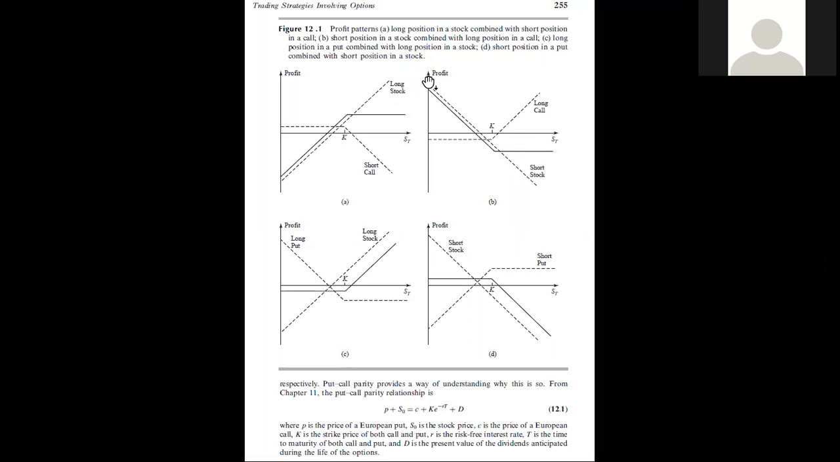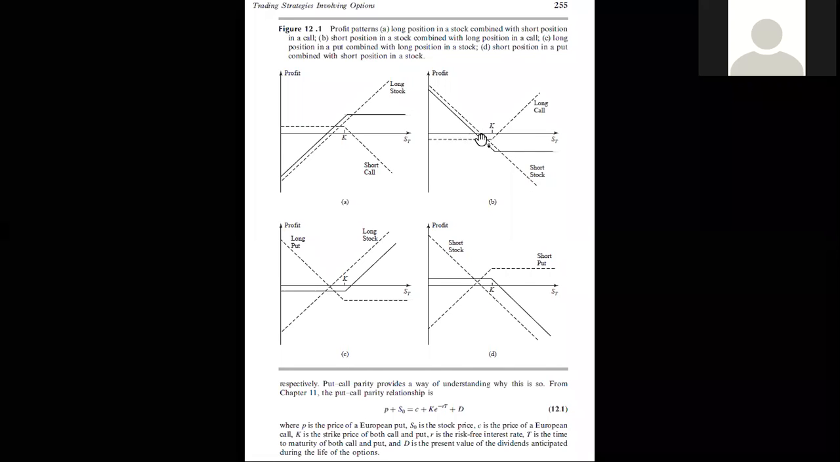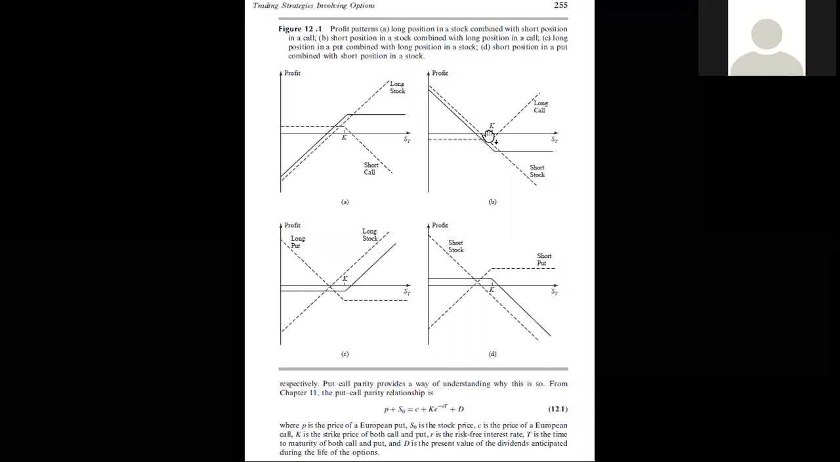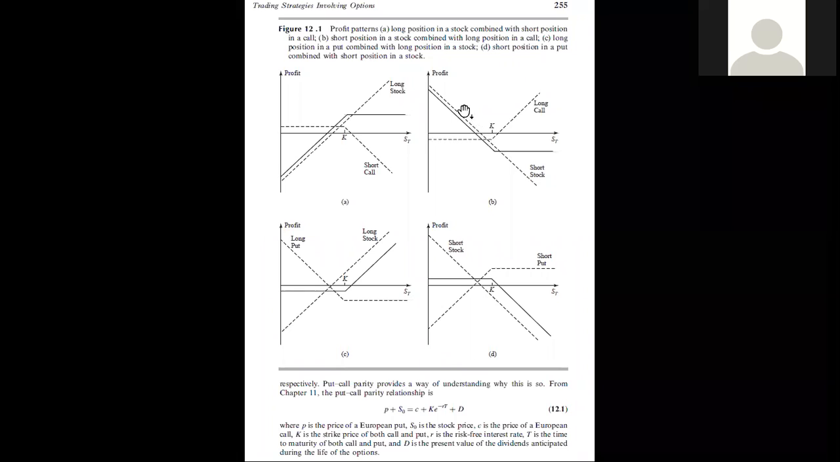So you can see here that Utsav is correct. It is the long put that will give you the profile that you want. As the market drops below K, the intrinsic value of the put goes up proportionately, and therefore the profit profile of the long put keeps on going up proportionately. So that's why this one looks like this, the long put.